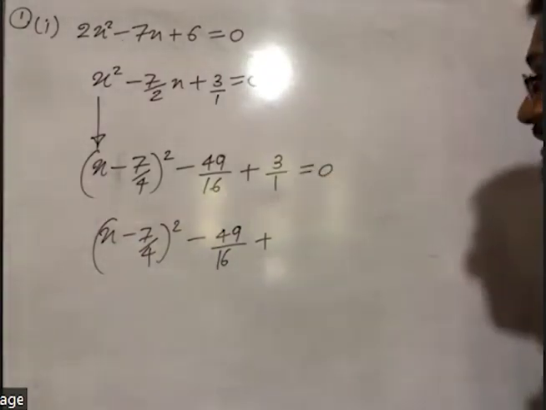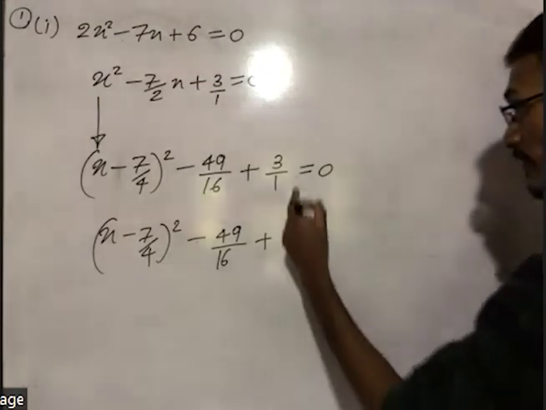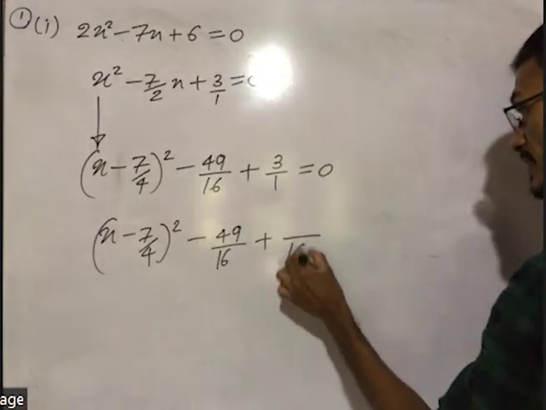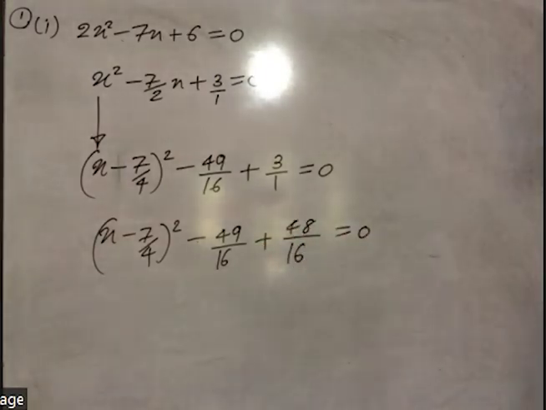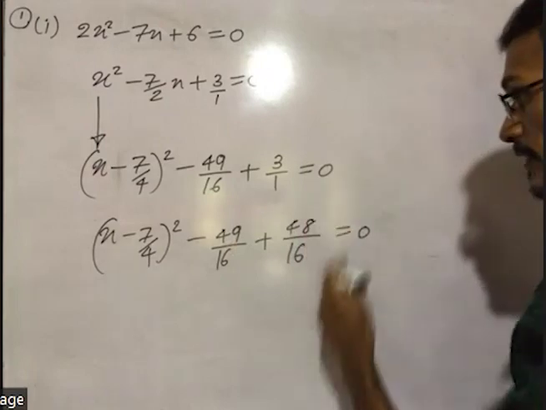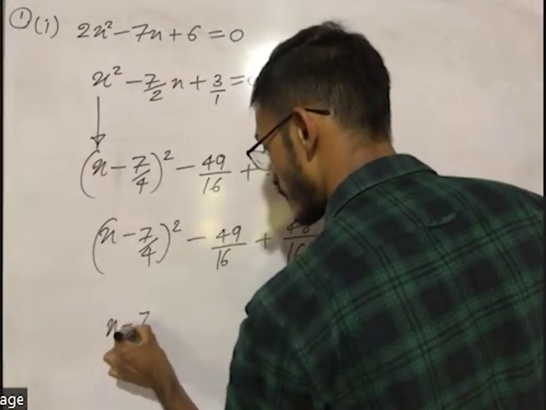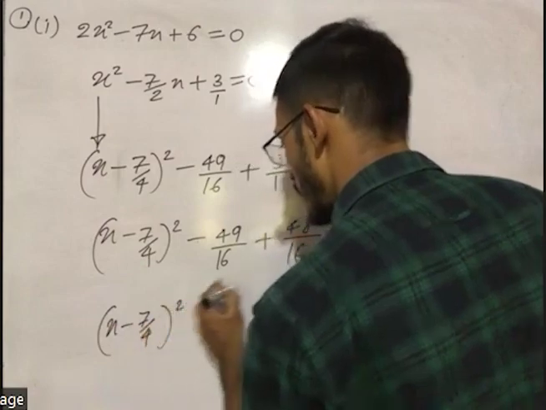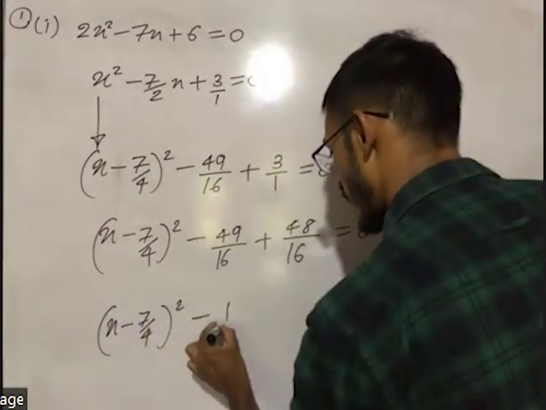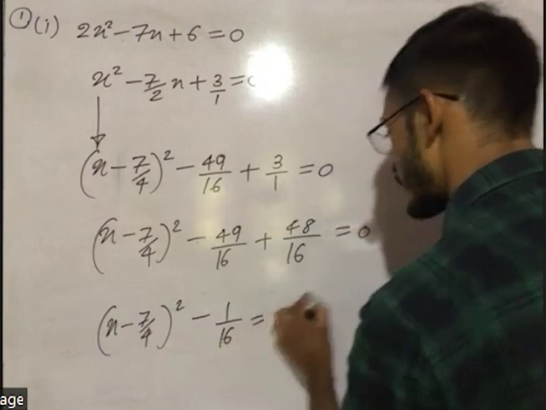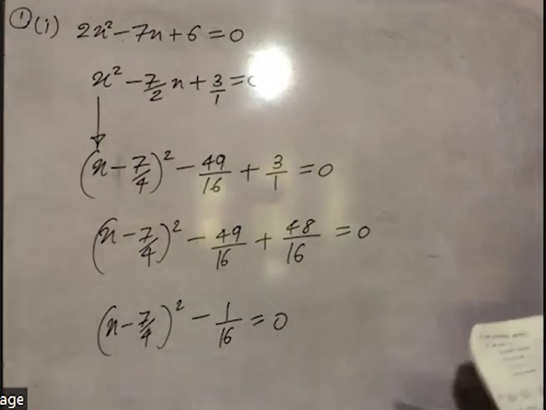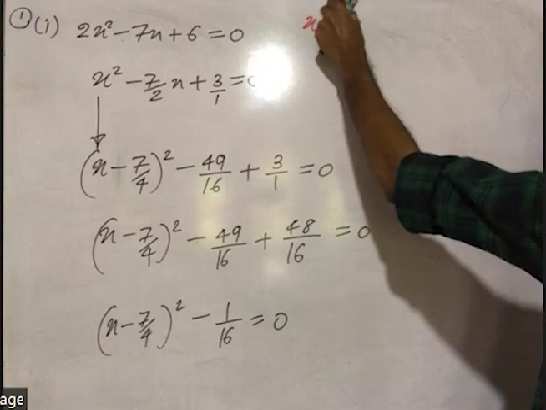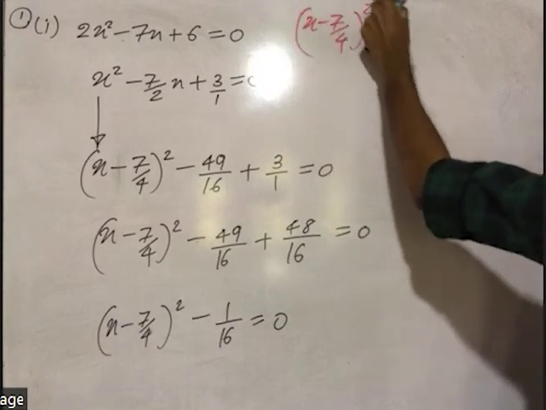if you multiply both numerator and denominator by 16, this will become 16 into 3, that means 48, equals, right? Now minus 49 plus 48, that is minus 1 over 16 equals 0, right? Now we can separate this into factors. Now look at this. I'm going to write down this part: x minus 7 over 4 square of the whole thing minus 1 over 16.